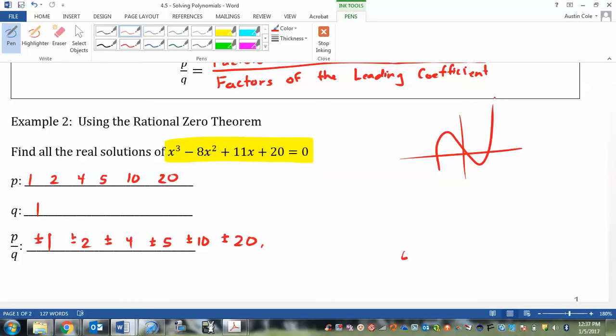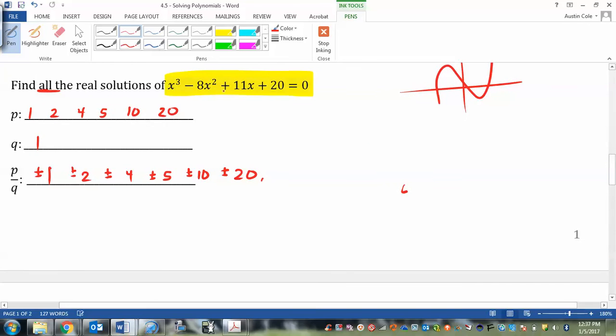Now here's what we're doing. Our goal is to find all of them. Now I think we can use the graphing calculator to figure that out. We can look and see, hey, they're here. But that won't work all the time. So what we need to do is use synthetic division. So I'm going to synthetically divide 1, -8, 11, and 20.